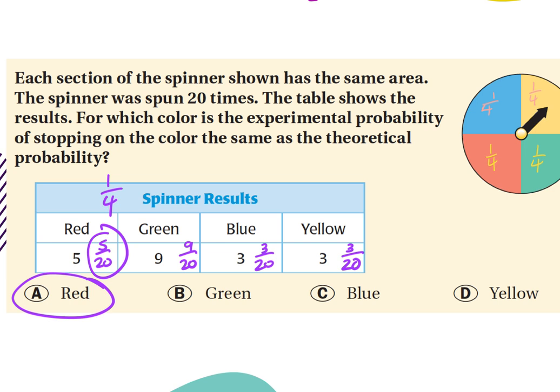Which one is the picture? The picture is theoretical. Experimental is what actually happened after you did it. So theoretical is what's supposed to happen in the perfect world. Correct.